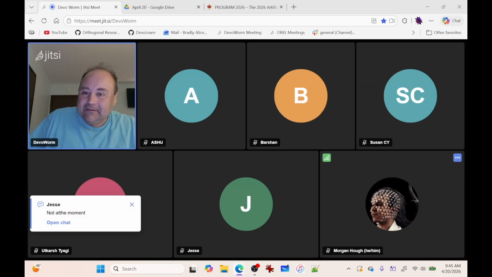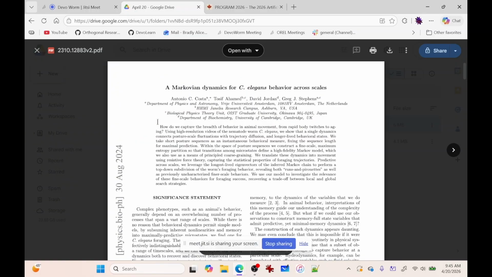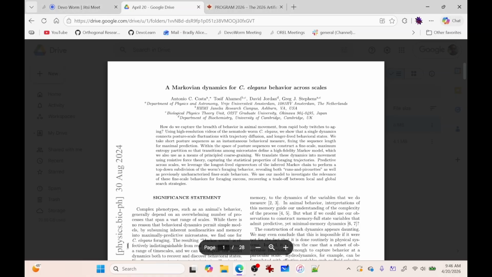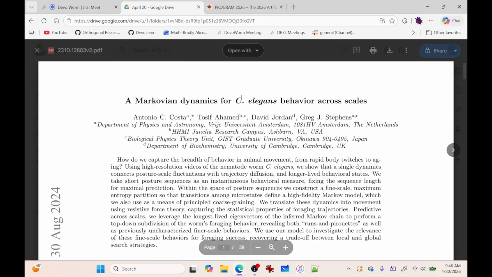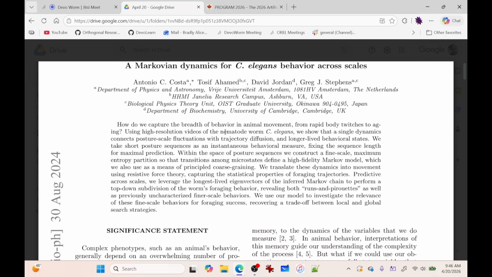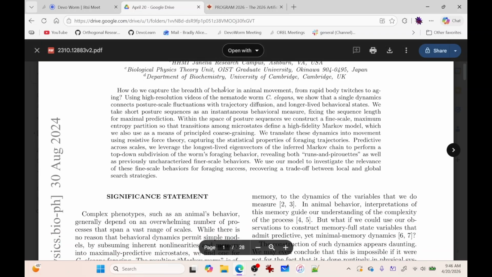Okay. All right. So I have two papers. This one is from 2024. These are both on C. elegans and talking about C. elegans modeling. This one is from the biophysics archive, and the paper title was A Markovian Dynamics for C. elegans Behavior Across Scales. And the abstract reads, how do we capture the breadth of behavior in animal movement from rapid body twitches to aging?